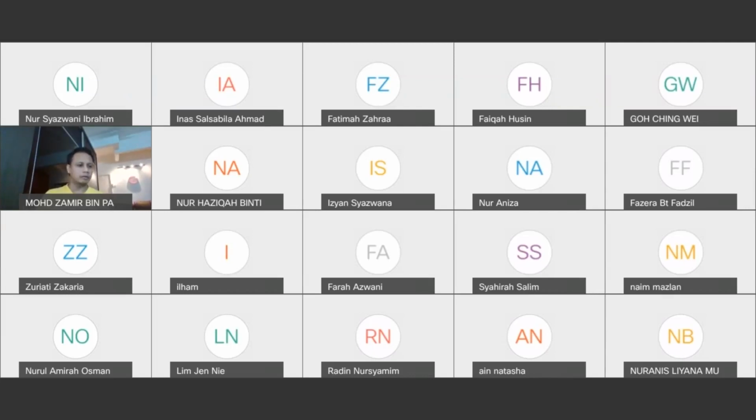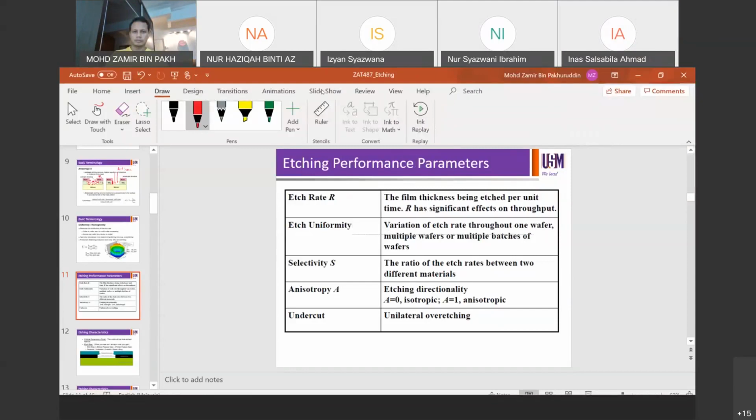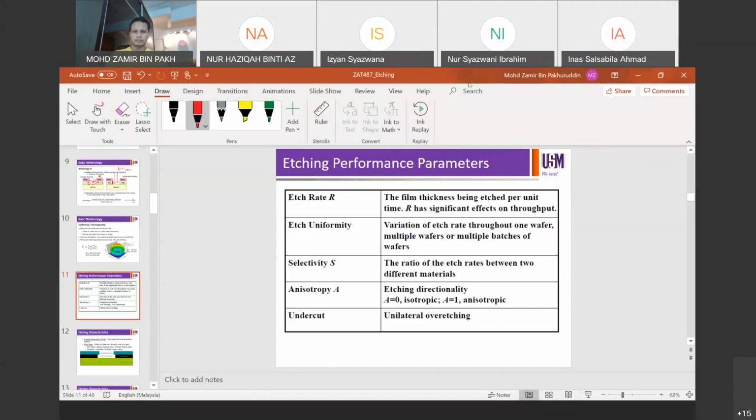Can you hear me now? The line got interrupted. Can you hear and see me? All right, let me reshare. Can you see the slides?